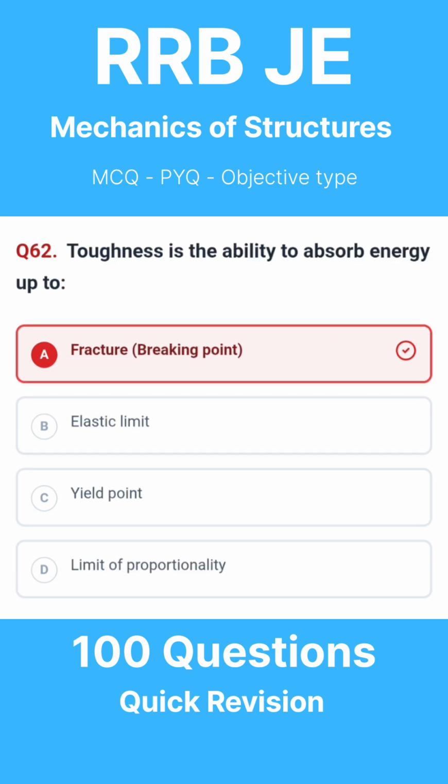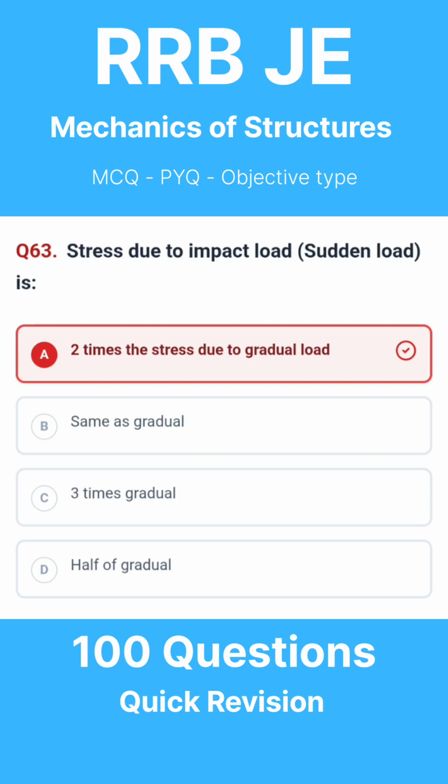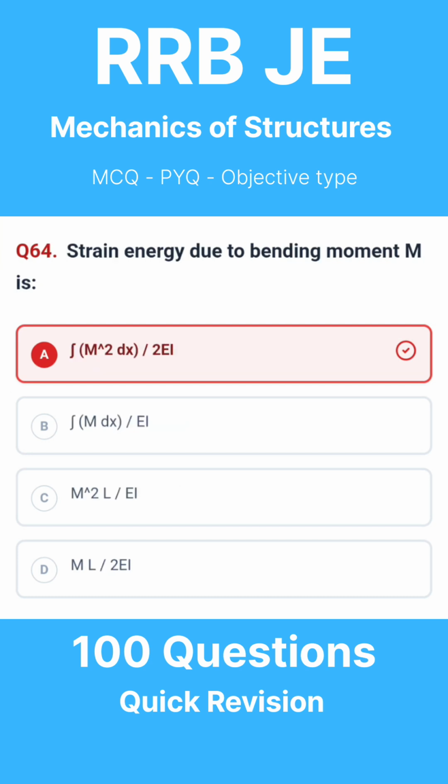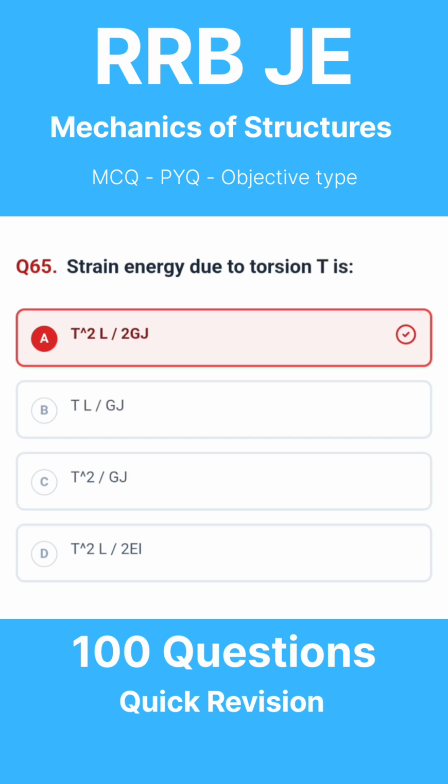Question 62. Toughness is the ability to absorb energy up to. The correct answer is fracture, breaking point. Question 63. Stress due to impact load, sudden load, is. The correct answer is 2 times the stress due to gradual load. Question 64. Strain energy due to bending moment M is. The correct answer is integral M to the power of 2 dx divided by 2EI. Question 65. Strain energy due to torsion T is. The correct answer is T to the power of 2 L divided by 2GJ.